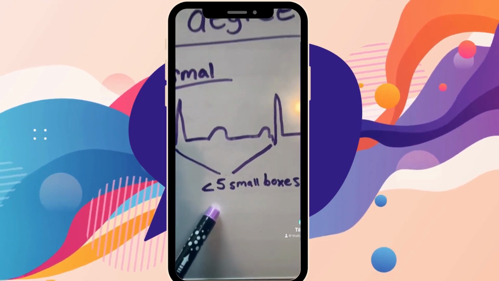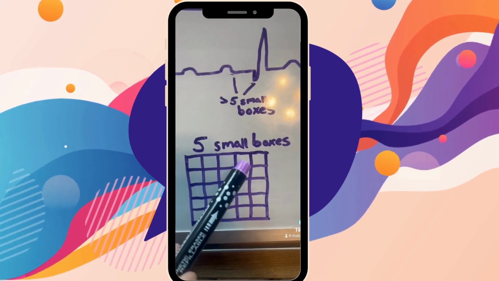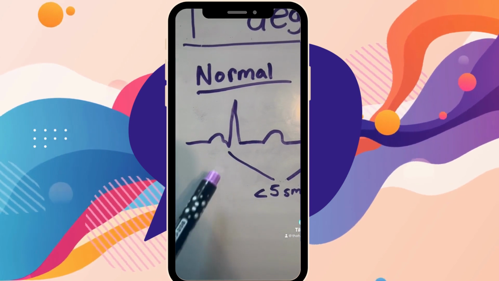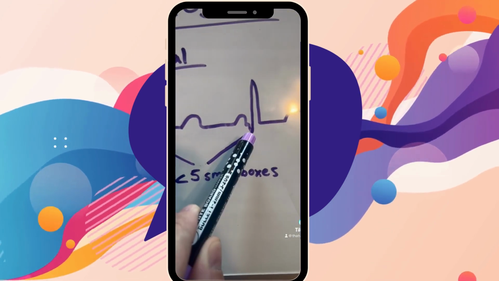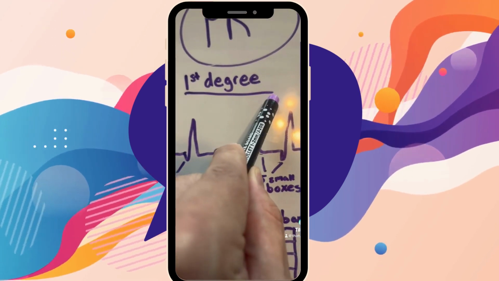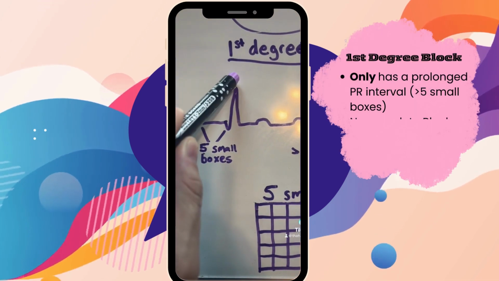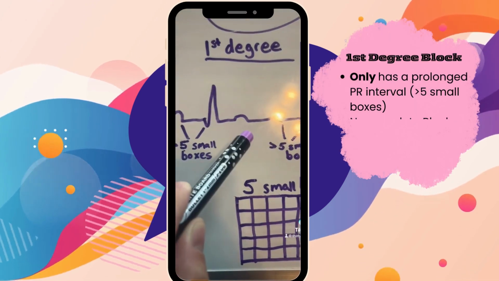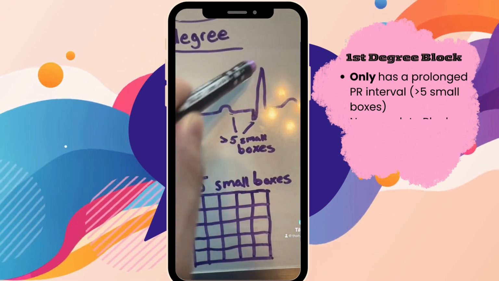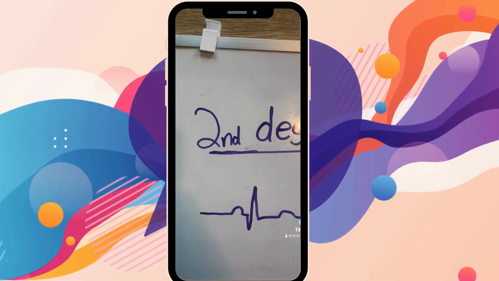So first, going over first degree, we have a normal ECG here where you see the PR intervals are under those 5 small boxes, which is 0.20 seconds. So I'm looking at the PR interval, and this is a normal PR interval. Now going over to first degree, we know that this is the first degree heart block because it is greater than those 5 small boxes on your ECG rhythm strip. But the major pointer with first degree is there are no complete blockages. It's just a prolonged PR interval.